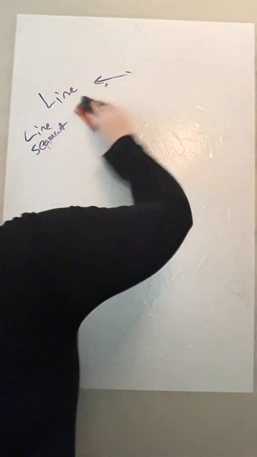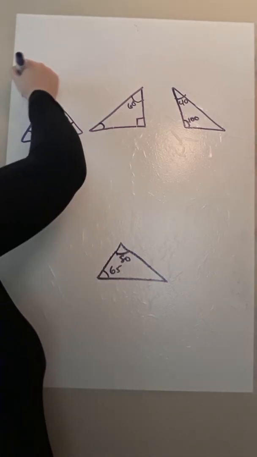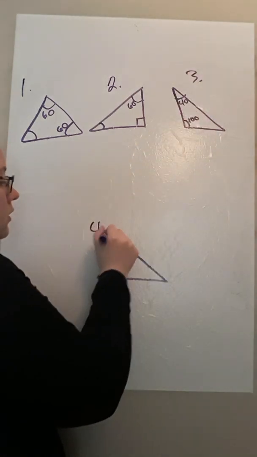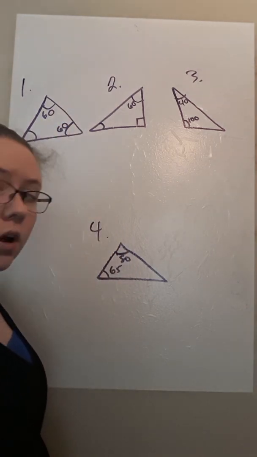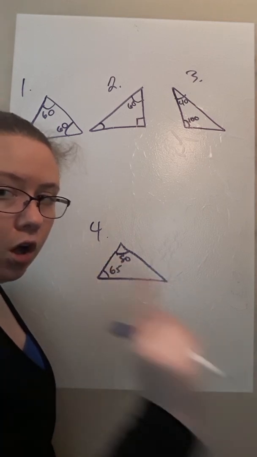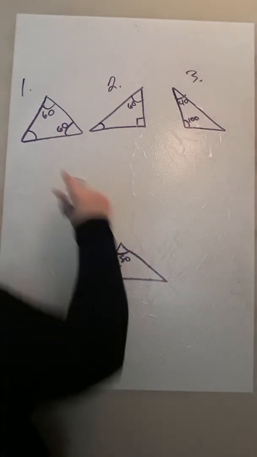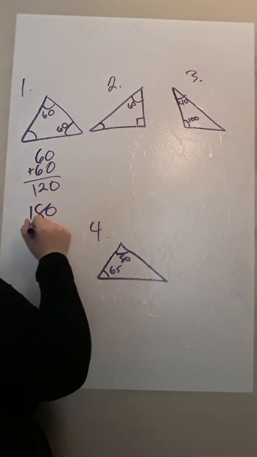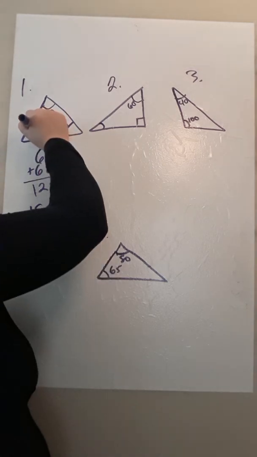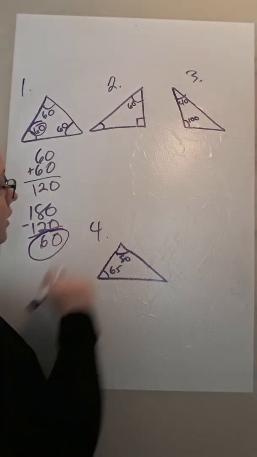Set B. I want you to find missing angle measures. All right, each one of these has a missing angle measure. Let's start with number 1. All right, number 1, I have one angle that's 60, another angle that's 60, and I need the third angle. We need to remember that all triangles, all interior angles add up to what? 180 degrees. So, what I'm going to do, 60 plus 60 gives me 120. 180 minus 120 gives me 60. There's my missing angle. 60 is your answer.